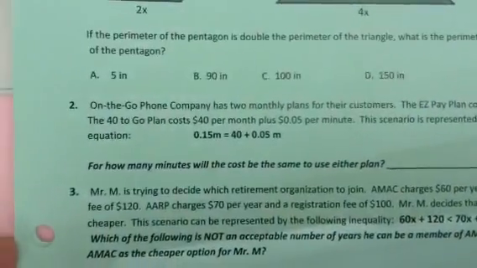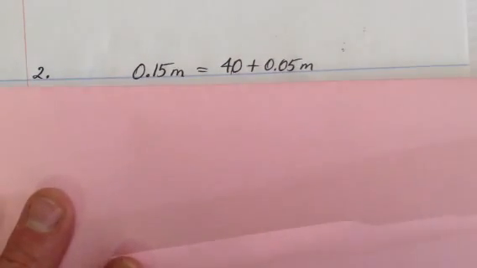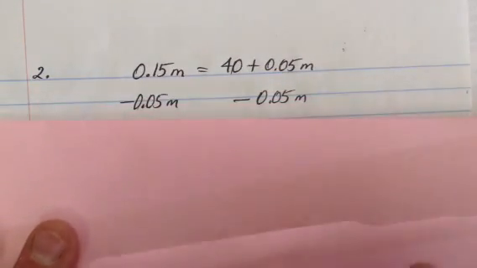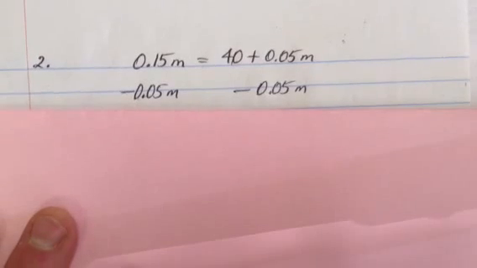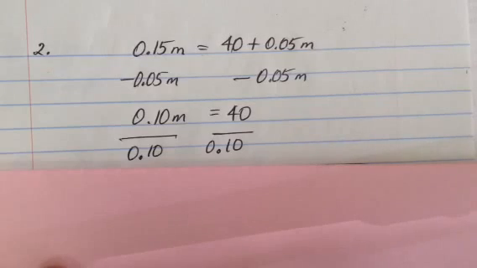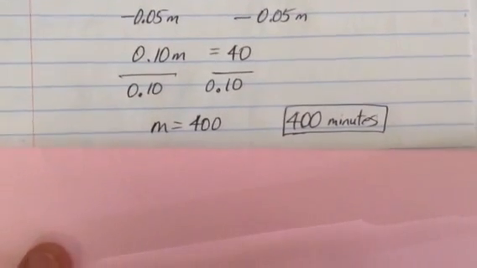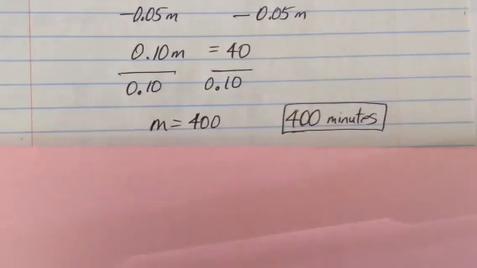Problem number 2. It's talking about on-the-go phone company. Here's the equation. We have to solve for m. So we write down the equation. We get the variables on both sides. I'm going to subtract 0.05 m from both sides. And that gives me 0.10 m equals 40. And I'm going to divide both sides by the coefficient of 0.10. Pick up the calculator. 40 divided by 0.10. The answer is 400 minutes.